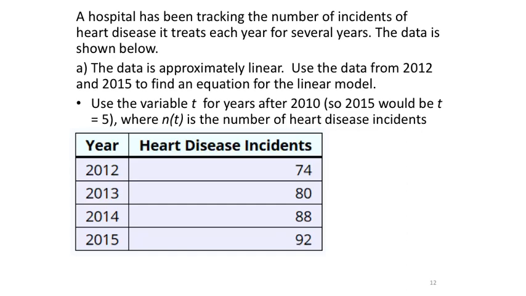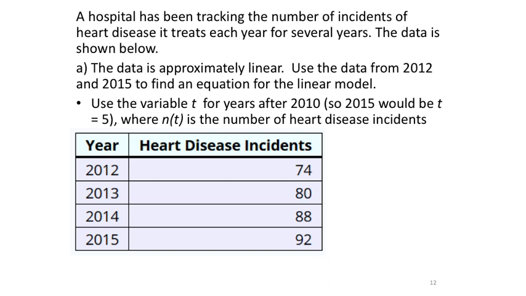So a hospital has been tracking the number of incidents of heart disease it treats each year for several years. The data is shown below. The data is approximately linear. Use the data from 2012 and 2015 to find an equation for the linear model. And again, since it's asking for an equation here, we are looking for slope-intercept form.